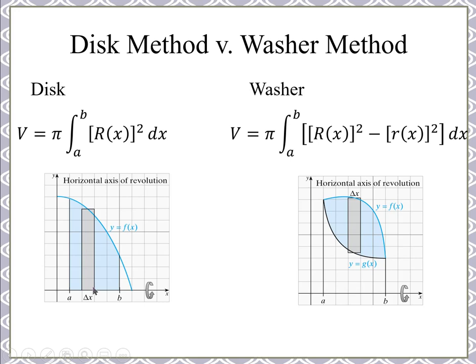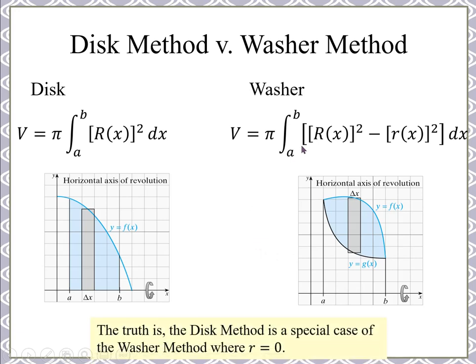If your region is bounded by the axis of revolution or the axis of rotation, then it's the disk method. If there's going to be a gap between your region and the axis of revolution, then it's going to end up being the washer method, and you have to do the upper function minus the lower function. The truth is, the disk method is just a special case of the washer method where your lower function is just 0. Your smaller radius is just 0.